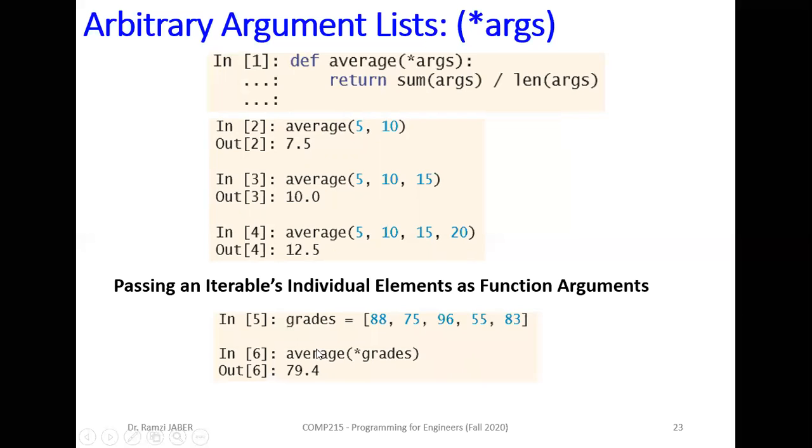here. If we define grades equal to a list, like here, or a set, and use average star grades, which means all the elements of grades, here, star, all the elements of grades, okay, it will give us a float number. So the average number, sorry, the average number.